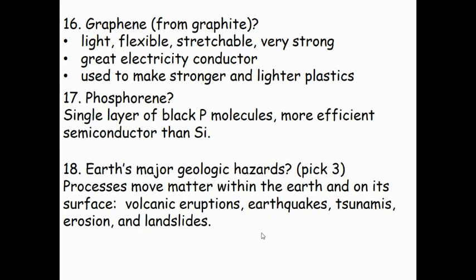All right, so let's get into the Earth's major geologic hazards. Pick 3 of those. So in California, we do have volcanic eruptions. Mount Lassen erupted a little over 100 years ago in 1912. Obviously, we have earthquakes because we have 2 of the 3 types of plate boundaries. Tsunamis, we do suffer from those on occasion when earthquakes happen out in the Pacific Ocean.